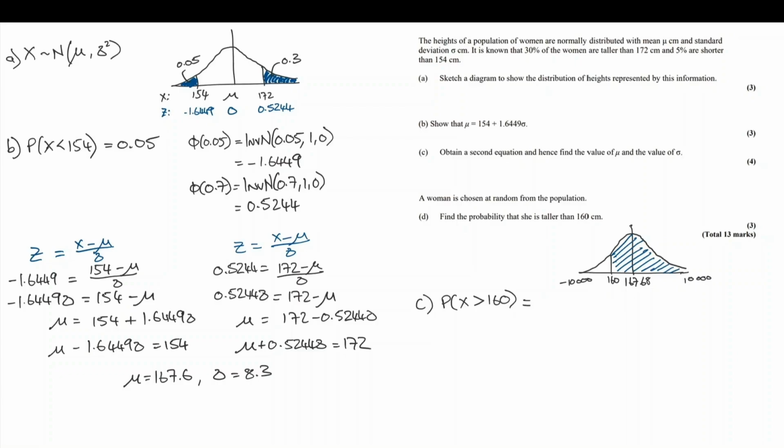I've put on the arbitrarily large maximum value, which will go into our calculator. So NCD, 160, 10,000, standard deviation, we found that earlier, 8.3, and the mean, 167.6. Into our calculators, and we get 0.8201. That's the probability that for this distribution of the heights of a population of women, a randomly chosen woman is taller than 160.